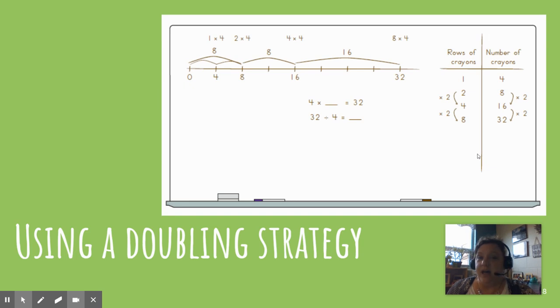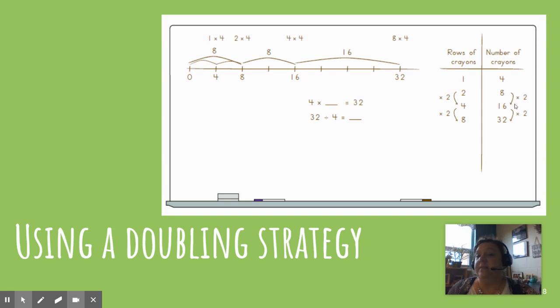And the same thing on our ratio table. We can use the doubling strategy there. We didn't have to go all the way to 8 and 32 if we already knew our basis. So if you use doubling here, 1 row does still have 4 crayons. That doesn't change. But if I then go to 2, I've doubled my amount. So 2 rows would have 8 crayons.